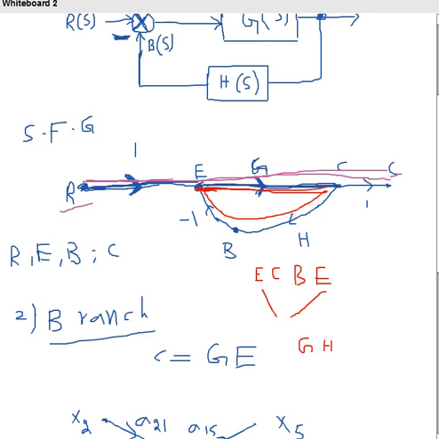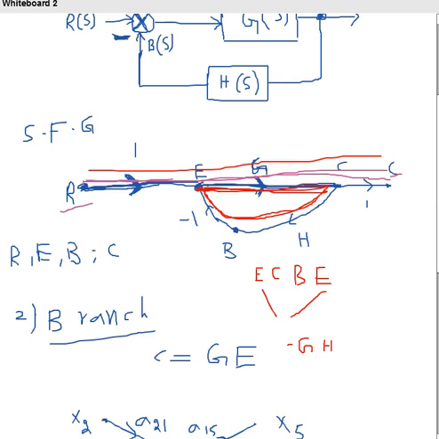And BE, the gain is minus. So the loop gain is minus GH. Okay, so loop gain is nothing but the product of branch gains encountered in traversing the loop. So in this loop, whatever the gains are, just multiply G into H into minus 1, minus GH. Forward path gain.